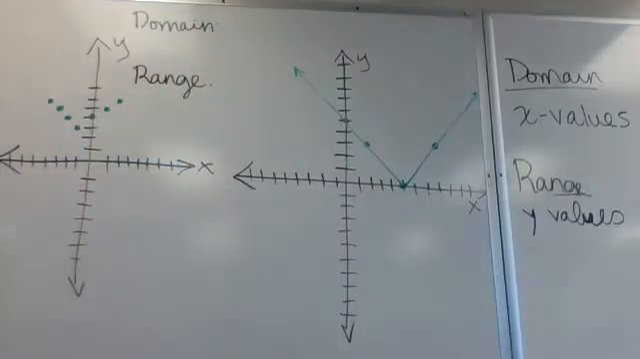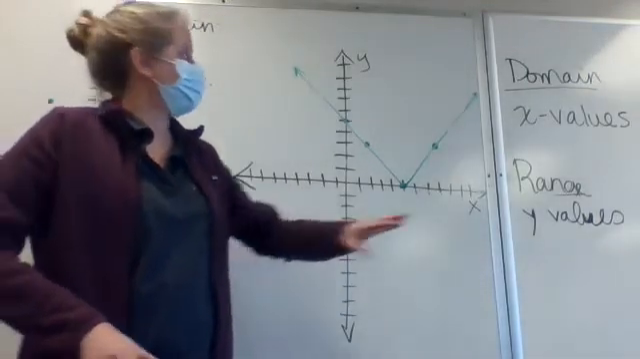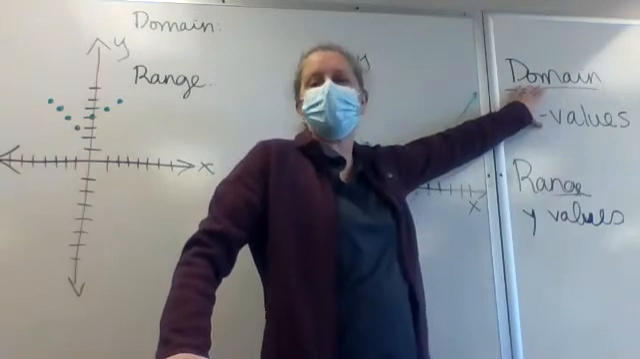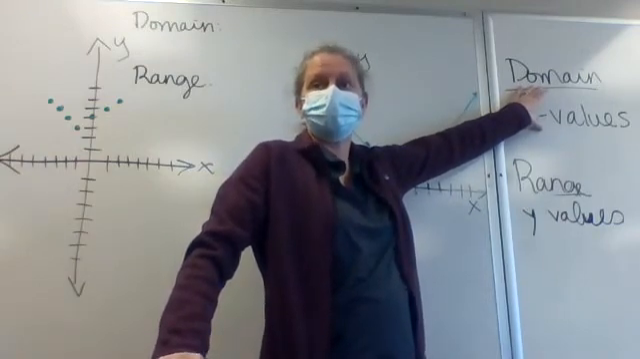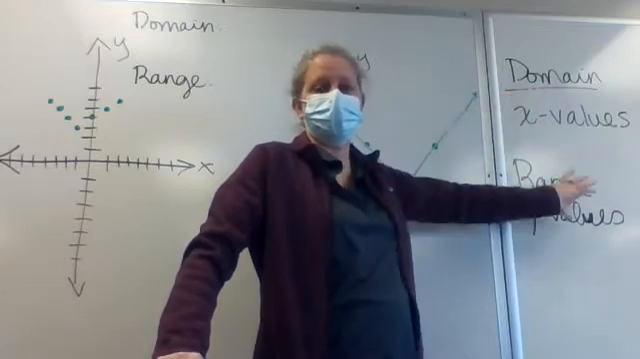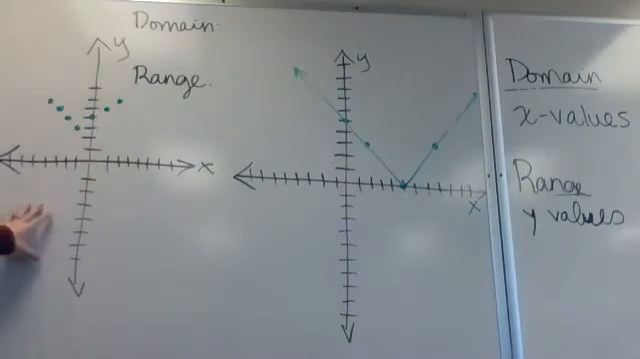Okay, so 2.3 is talking about finding domain and range. So let's just recall what domain and range are first. Domain is going to be whatever the x values of your graph are, and the range is going to be your y values. So this is what number 1 and number 2 look like in section 2.3.